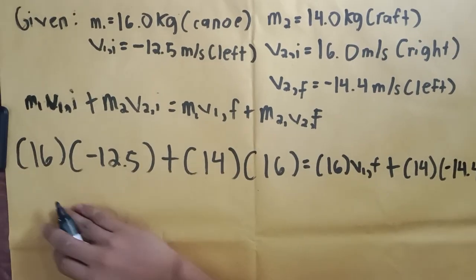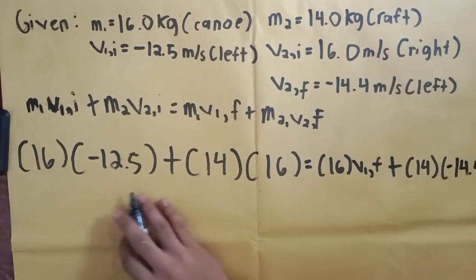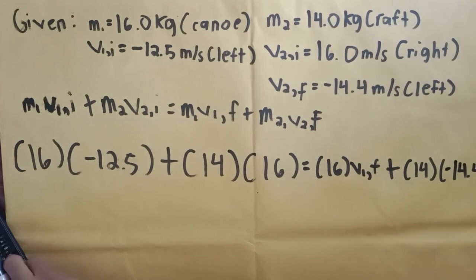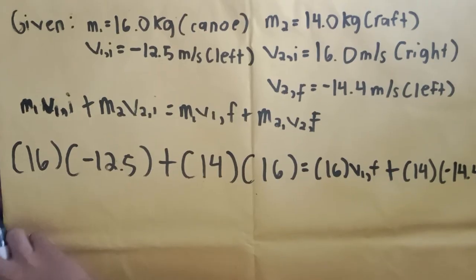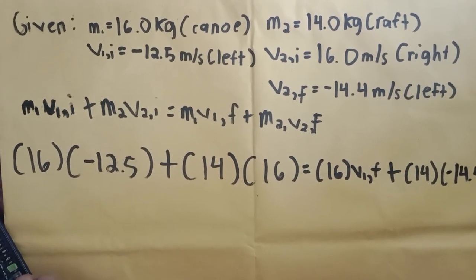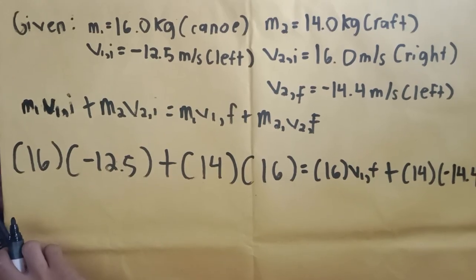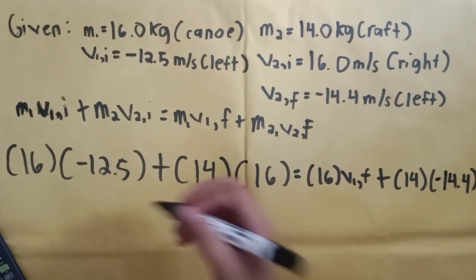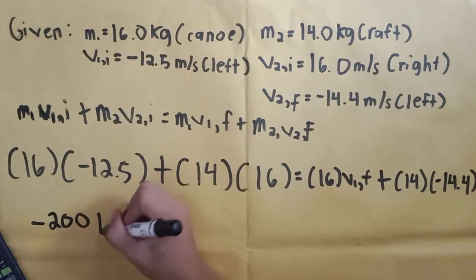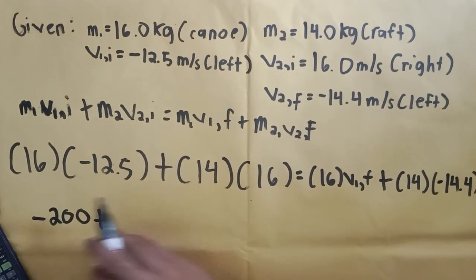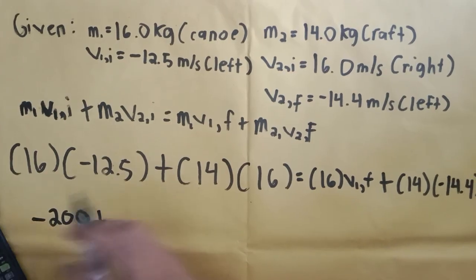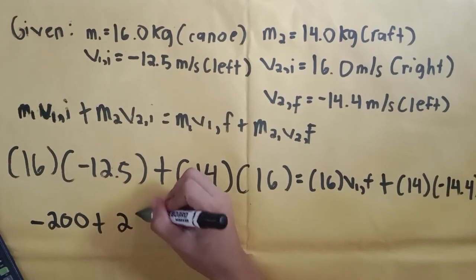So 16 times negative 12.5 is equal to negative 200, plus 14 times 16 is equal to 224.